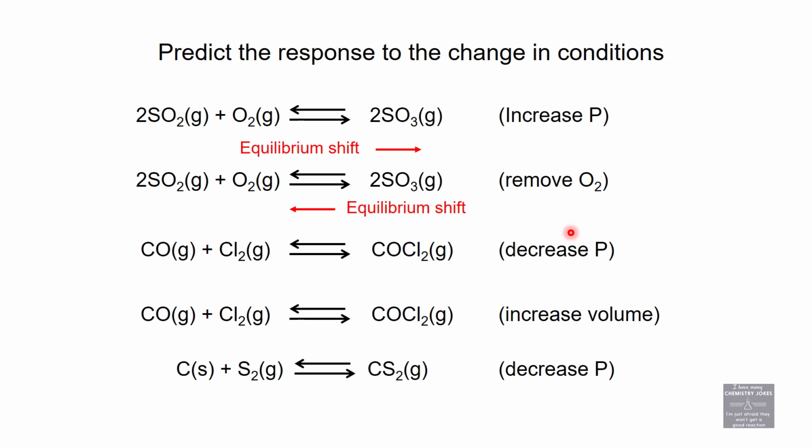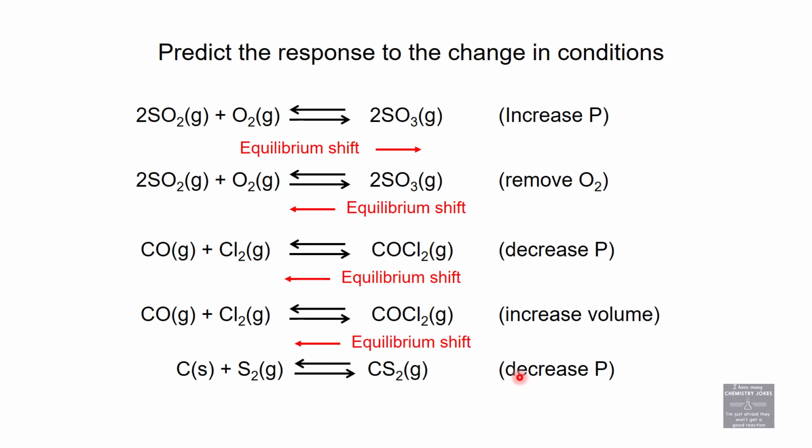Okay. Decrease pressure. The system responds by trying to increase the pressure, and increasing the pressure will mean favoring more moles of gas. More moles of gas means favoring the reactants side, shift left. Increase volume. Increase volume means decrease pressure. Decrease pressure means the system will respond by trying to increase the extra pressure you have removed. Increasing the pressure means making more moles of gas, shift left.